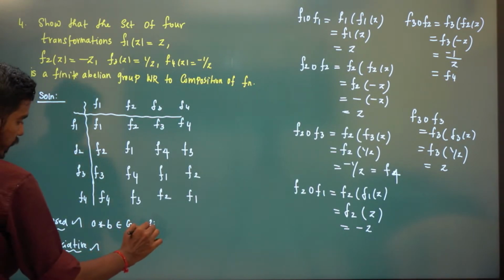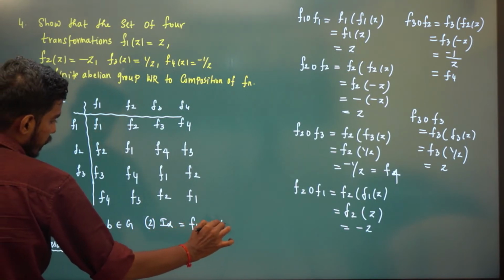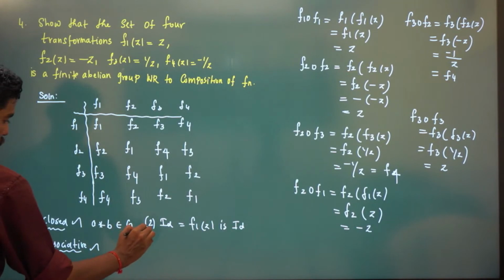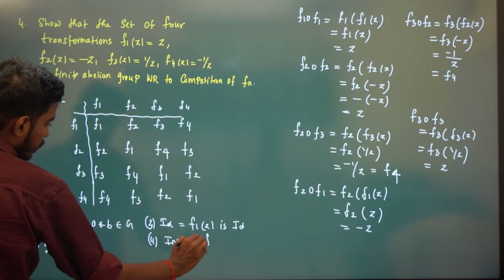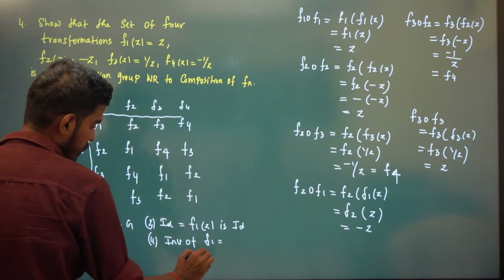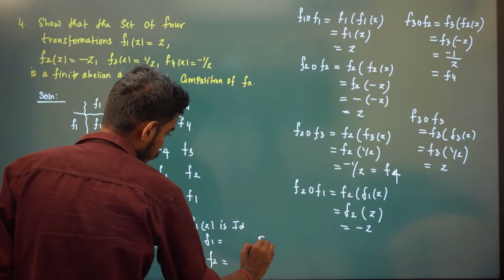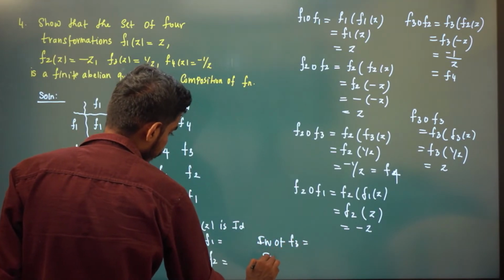And what about the ID element? F1 of Z is your ID element, right? F1 of Z is your ID element. And what about inverse? So what is the inverse of F1? What is the inverse of F2? What is the inverse of F3? If it is finite, you need to write them down separately.